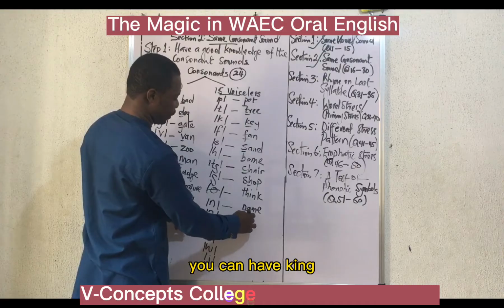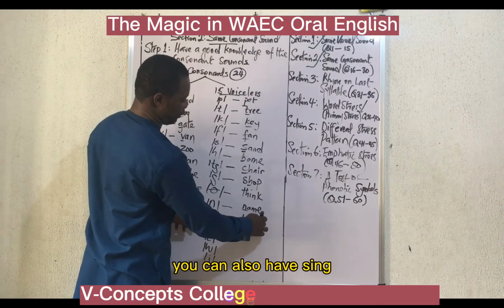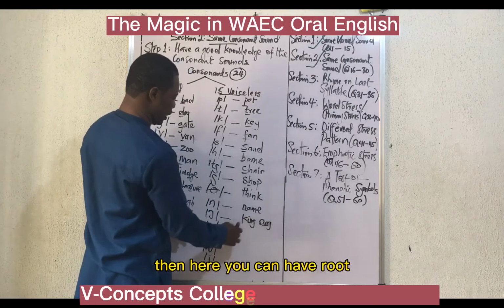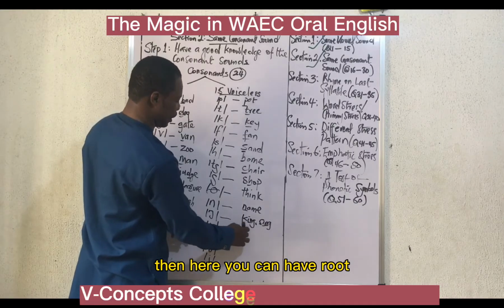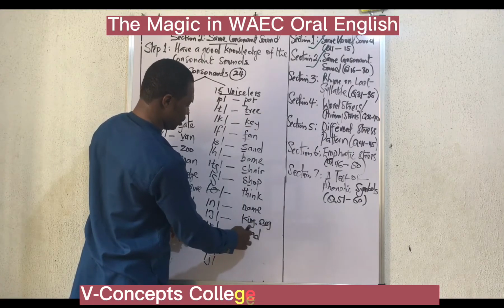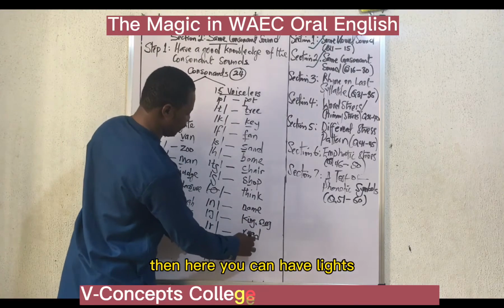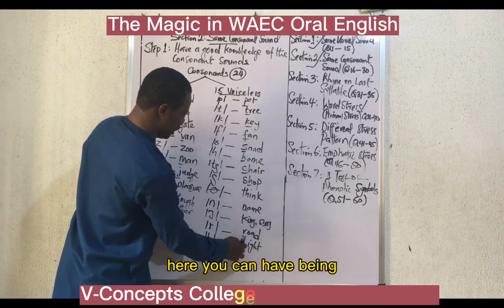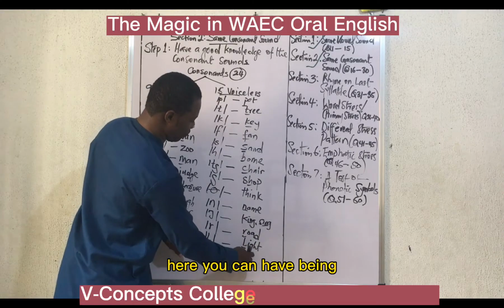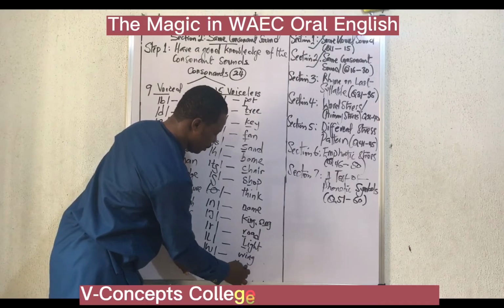Then here you can have the ng sound, anything like ng. So you can have king, you can also have sing. Then here you can have road. Then here you can have light. Here you can have being. You.